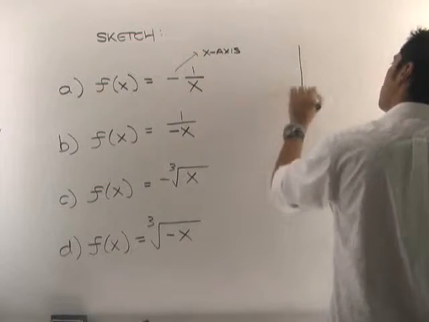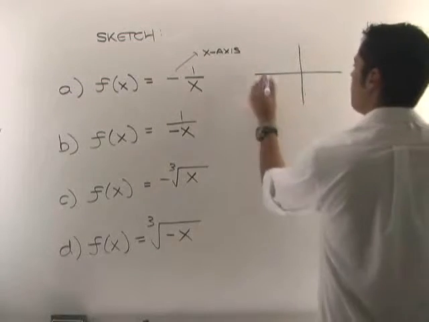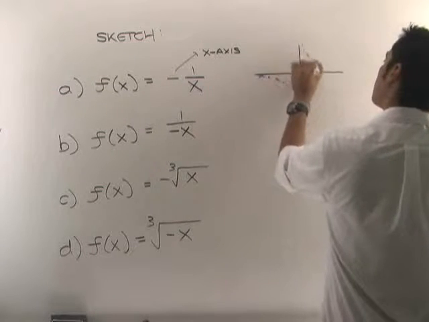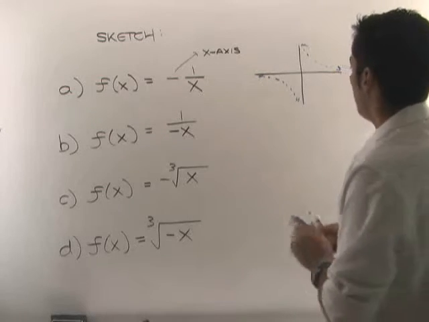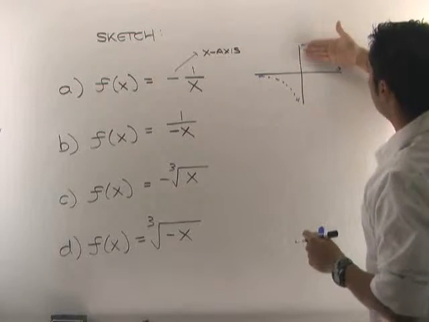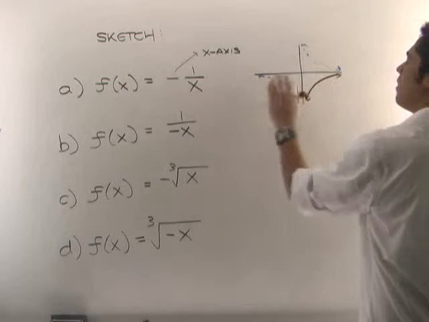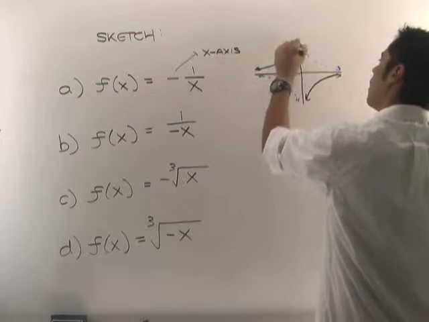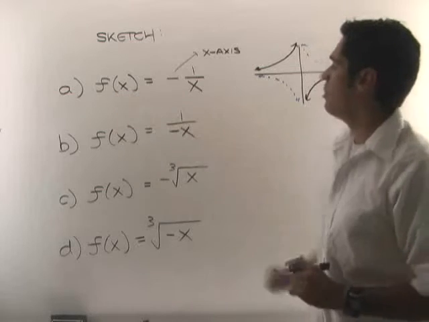So if we go to our original basic function that we should know, I'm going to draw that dotted. It's going to look like that. What we want to do is reflect it over the x-axis. That means everything that's above the x-axis here comes down. So it'll look like this. And everything that was down here comes up. Okay? So this solid one, the dark one there, is the sketch of this function.